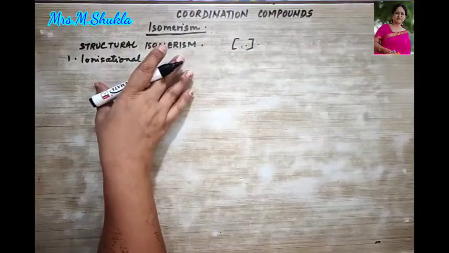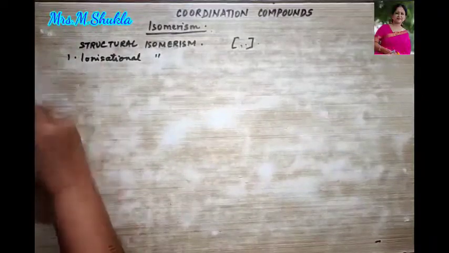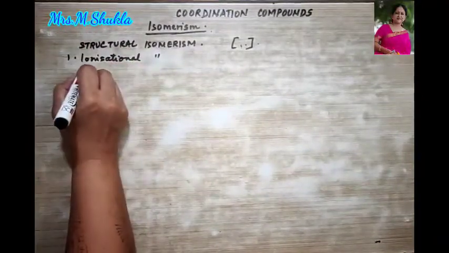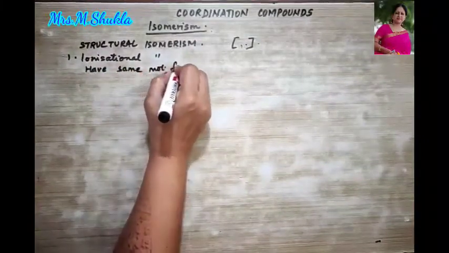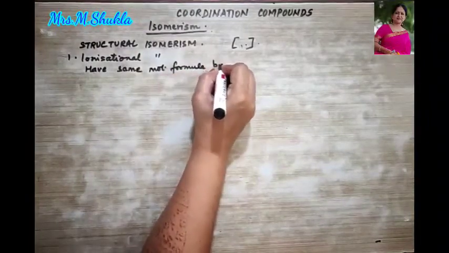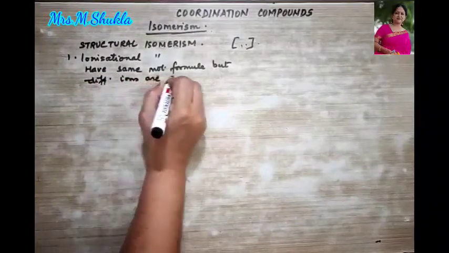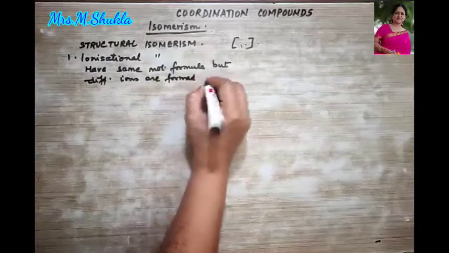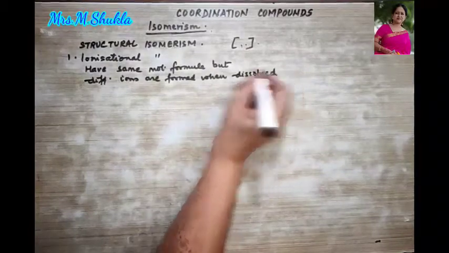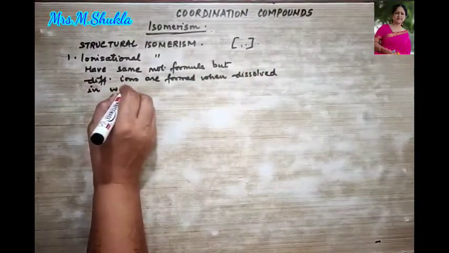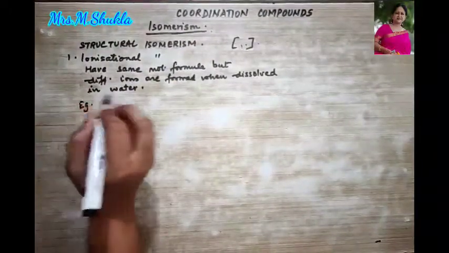So over here they have same molecular formula, okay, but they have different ions. Different ions are formed when they are dissolved in water, okay. So for example, I will write it down over here first. Have same molecular formula but different ions are formed when dissolved in water. Is this point clear?